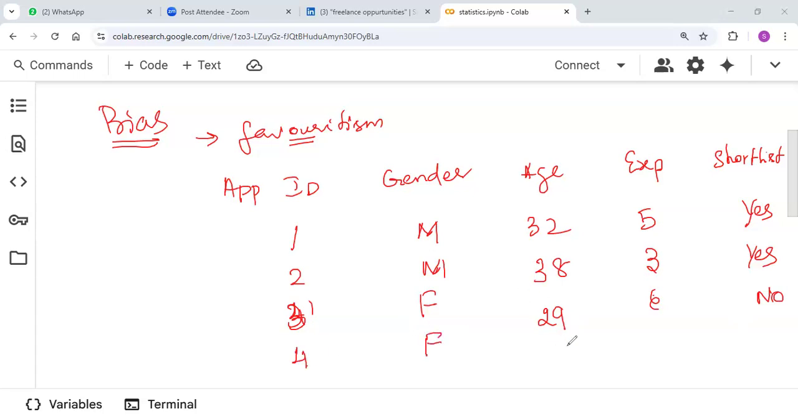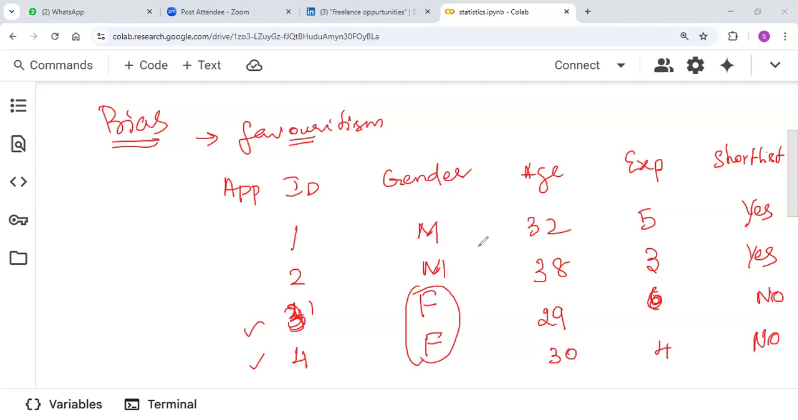So in all the data for females, most of the females are not getting shortlisted, even if they have more experience than males at certain times. This is all biased actually. Based on the gender, the information has been recorded.